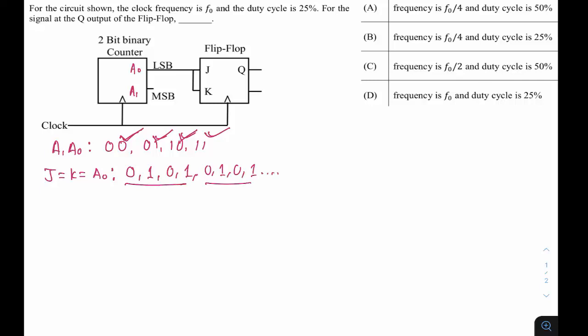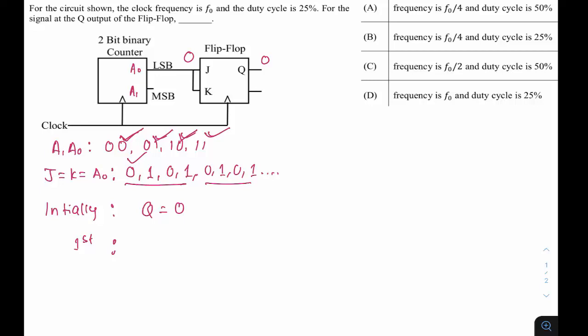Again, by default we are assuming the initial condition of this JK flip-flop as Q equal to 0. So here I am writing, initially, Q equals 0. When you give the first clock, what is the input? Initially the first input is 0 only, right? So the input is 0 now, and I am about to apply the first clock.